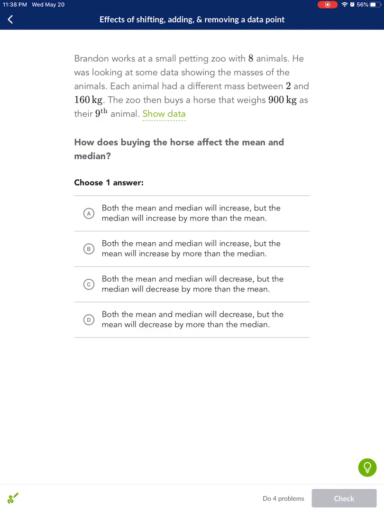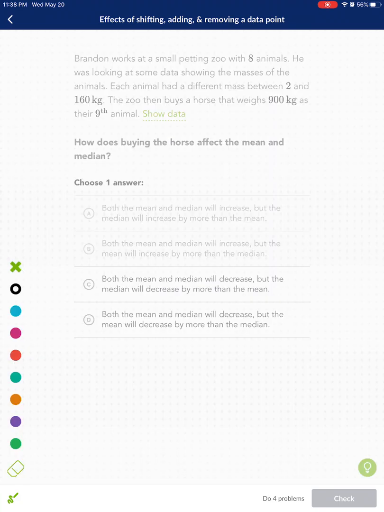Anyway. All right. Brandon works at a small petting zoo with 8 animals. What am I answering? How does buying the horse affect the mean and the median? I'm just going to draw this out a little bit. So we got 8 animals, so like 2 kilograms, and then we've got 160. This is not drawn to scale, kids. And then all of a sudden, way down the line, you have a 900 kilogram pet for the petting zoo, the horse, right?